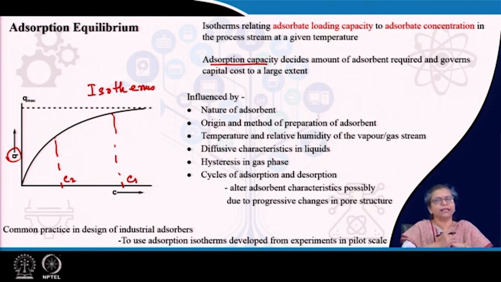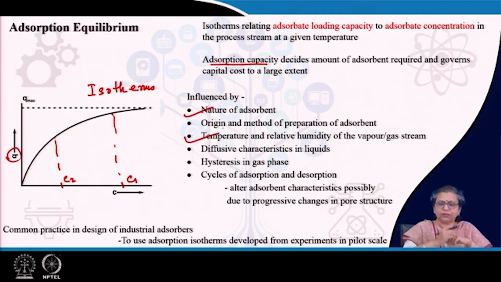So, therefore, the first thing, like all mass transfer operations, we have to generate the adsorption equilibrium or the adsorption isotherms. We have already discussed the different equations describing the isotherms and also the different curves. So, just to recall, what are the main factors which influence the adsorption isotherm? Quite naturally, it is going to be influenced by the nature of the adsorbent. This is true for any particular mass transfer operation.